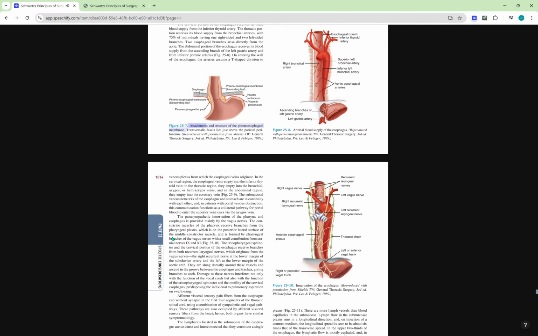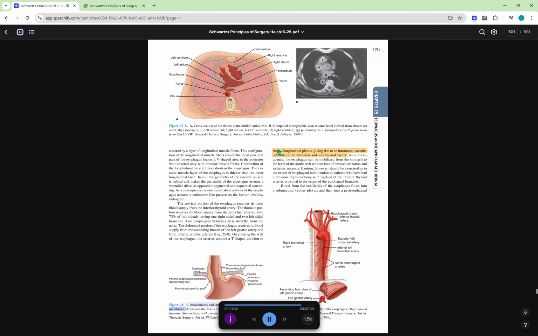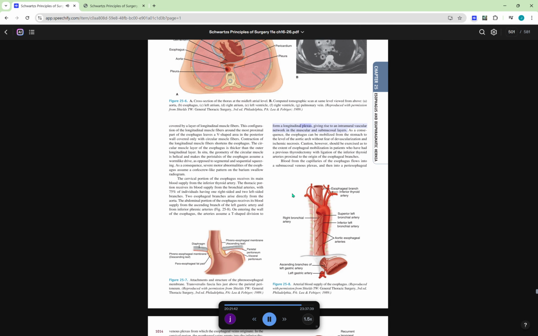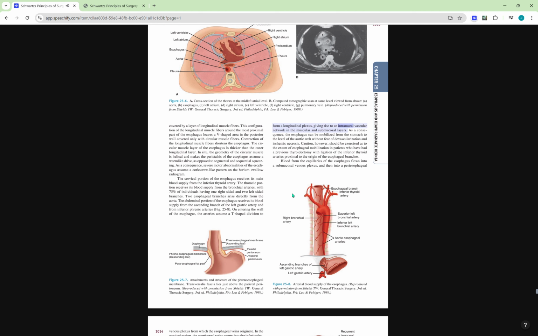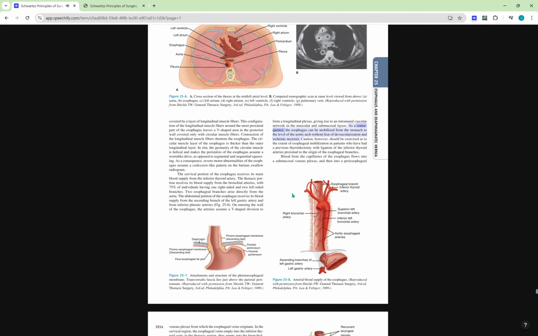On entering the wall of the esophagus, the arteries assume a T-shaped division and form a longitudinal plexus giving rise to an intramural vascular network in the muscular and submucosal layers. As a consequence, the esophagus can be mobilized from the stomach to the level of the aortic arch without fear of devascularization and ischemic necrosis.